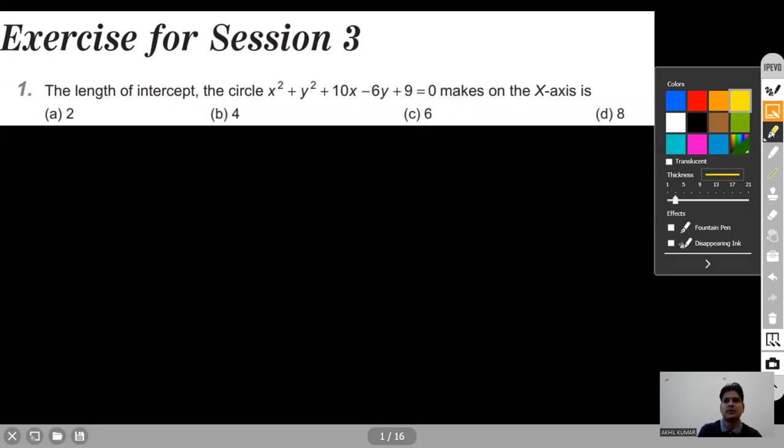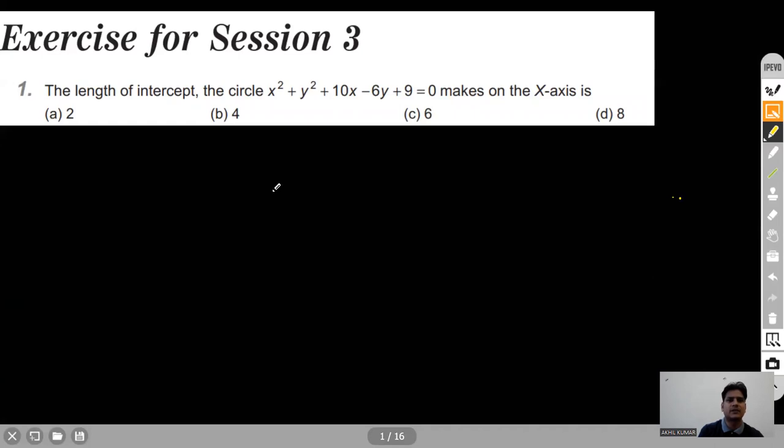It is saying the length of intercept this circle makes on x-axis is, okay. So one circle is given here, x square plus y square plus 10x minus 6y plus 9 is equal to 0. And it is asking the length of intercept made by this circle on x-axis. So we know the length of intercept made by any circle on x-axis. It is given by 2 under root of g square minus c, right?